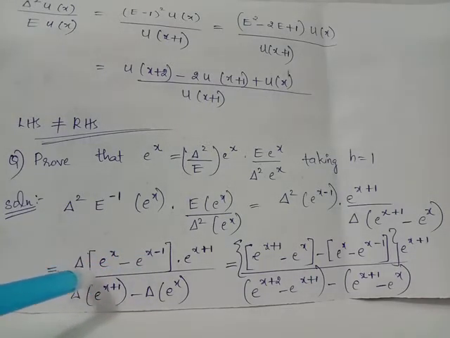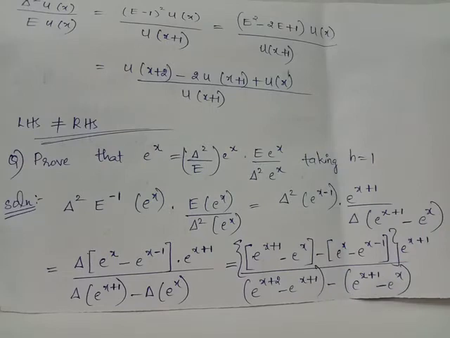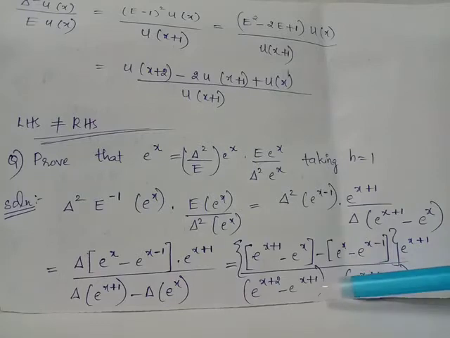When delta works on input e raised to x, it will display e raised to x plus 1 minus e raised to x as the output. When delta acts on e raised to x minus 1, it will display the output e raised to x minus e raised to x minus 1. When the forward difference operator acts on e raised to x plus 1, it will display the output e raised to x plus 2 minus e raised to x plus 1.